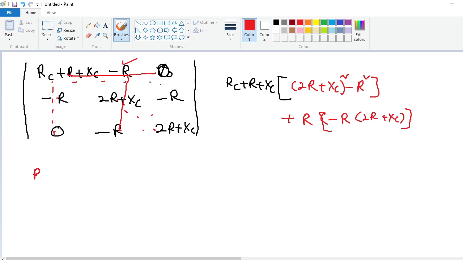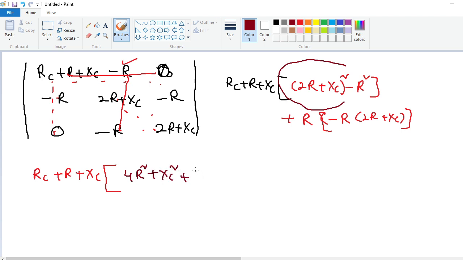So further simplification: RC plus R plus XC, 2R plus XC whole square. So A plus B whole square: 2R plus XC whole square is 4R square plus XC square, plus 2ab term, 2 into 2R into XC, 4RXC, within the bracket there is minus R square. Okay, plus, again minus R into 2R, minus 2R square into R. So that is equal to minus 2R cube. Again, this minus R into XC, minus R XC into R, so minus XC R square, minus XC R square. Okay. Again, further simplification. So multiplied with RC. Okay. So here 4R square is there and minus R square is there.